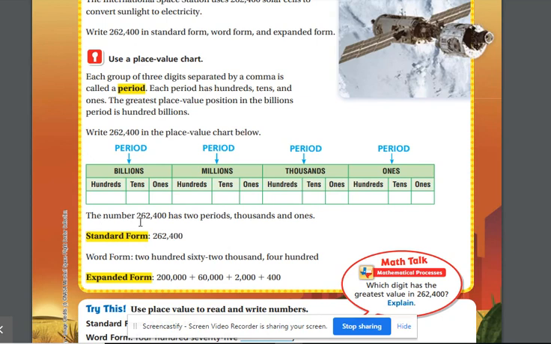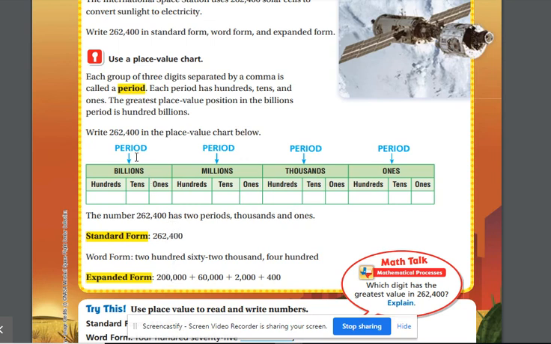The number 262,400 has 2 periods, thousands and ones. This is how it's written in standard form. So this is how your parents probably saw it, how we saw it. It's old school. That's how we wrote every number. And then the word form would be 262,400. And then expanded form would be 200,062,400. Now, the first two seem to be pretty easily understood, but the last one might be a little bit confusing.